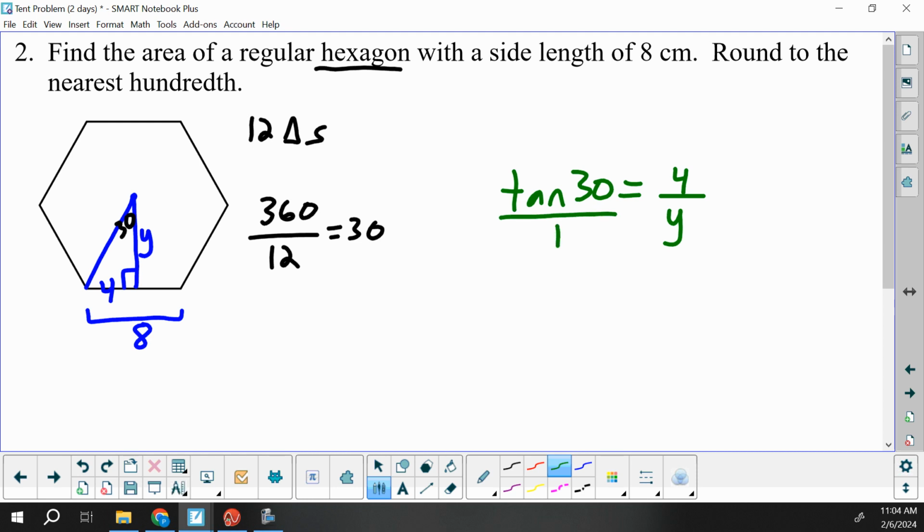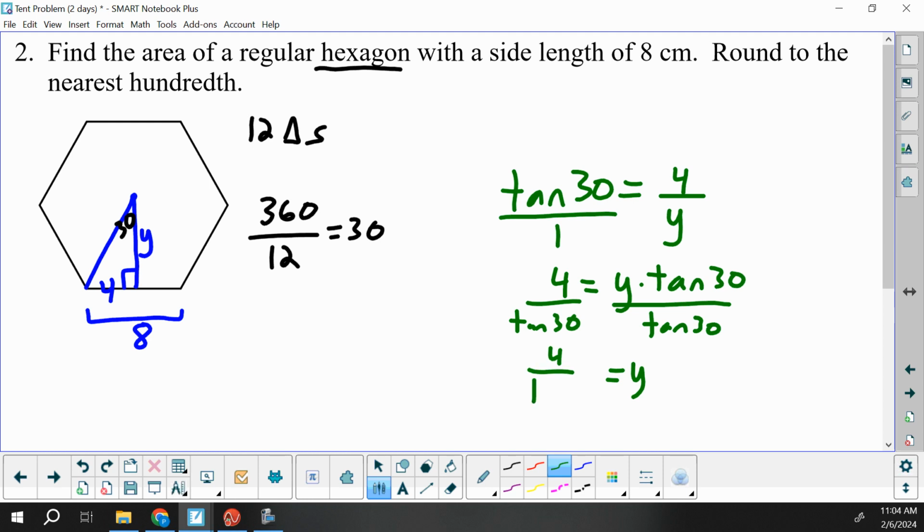We'll put the tan 30 over 1, and we'll cross multiply. 1 times 4 is 4, and we get y times tan 30. Y is not by itself yet, so let's divide the tan 30 over. And we'll just leave this as y equals 4 over tan 30. We'll let the calculator do the work eventually.